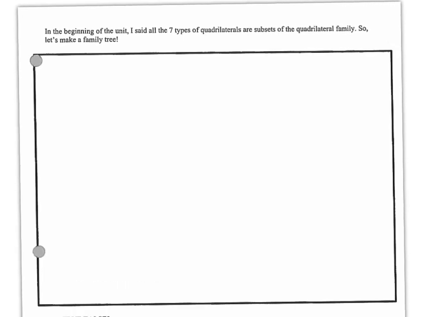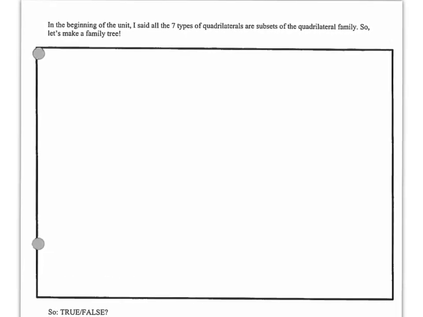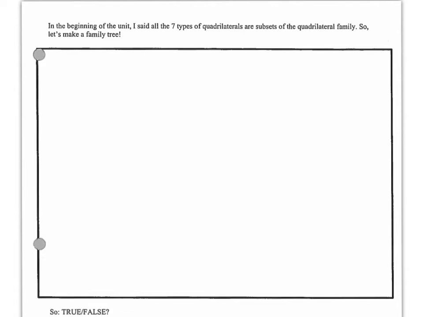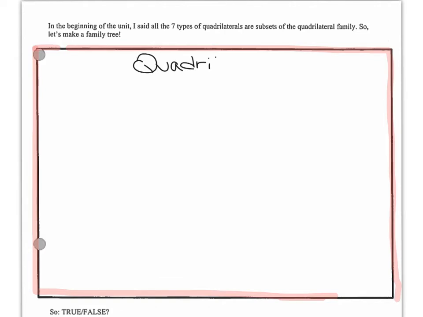So in the beginning of the unit, I talked about how all 7 types of quadrilaterals are subsets of a quadrilateral family. So today in this box, we're going to make a quadrilateral family tree. So I'm going to highlight the border of my box, and then I have a nice story to tell. So let's keep going and hope I didn't screw this up. So, once upon a time, I had a family of quadrilaterals. Let me not write in highlighter.